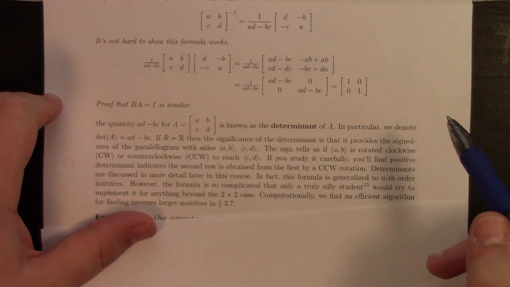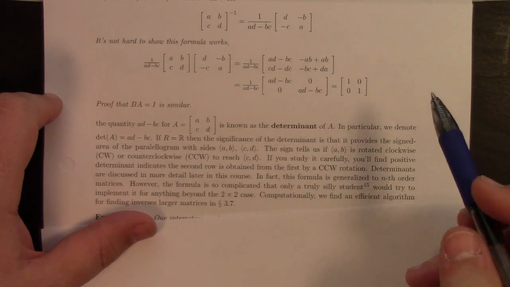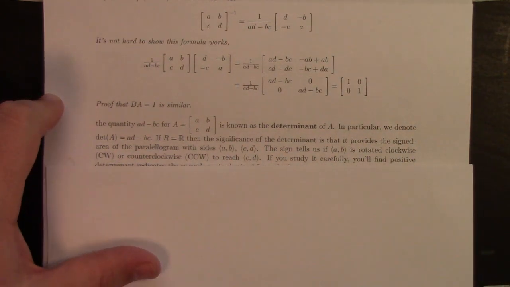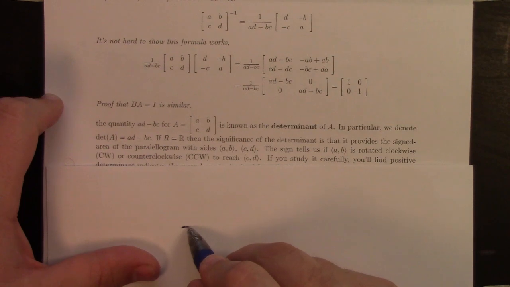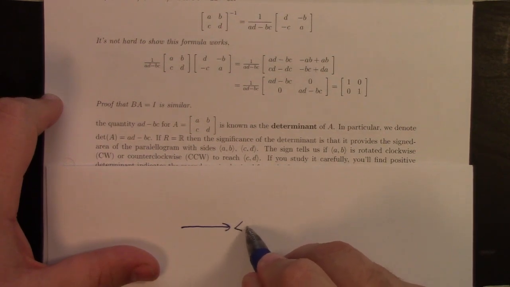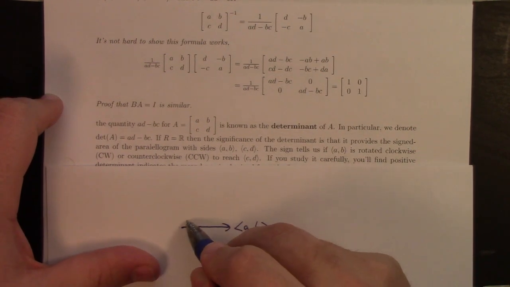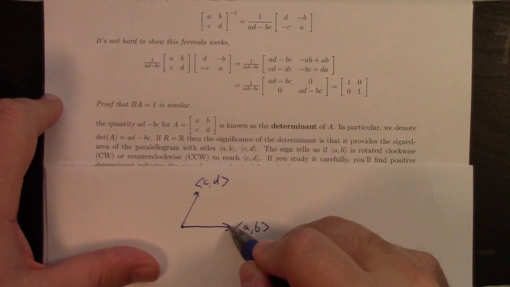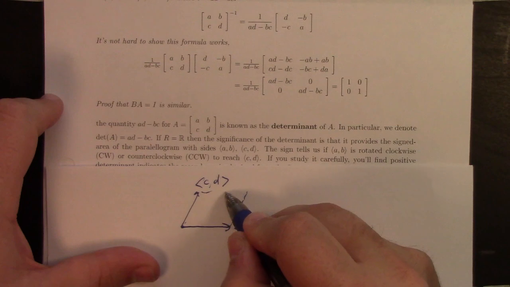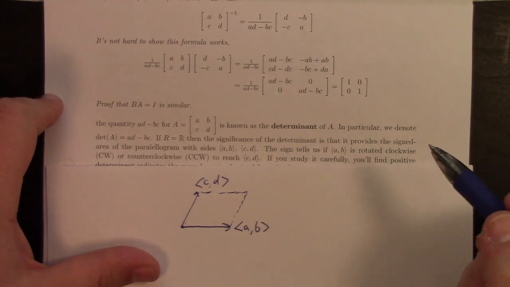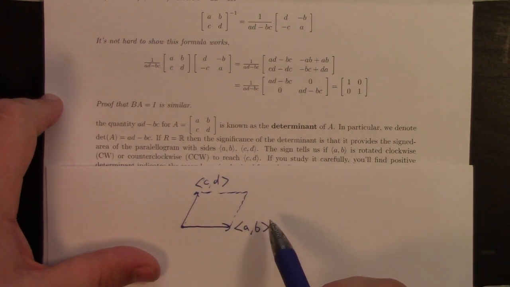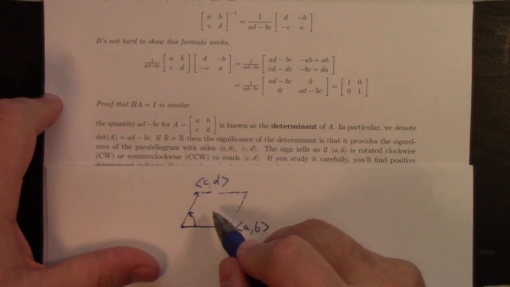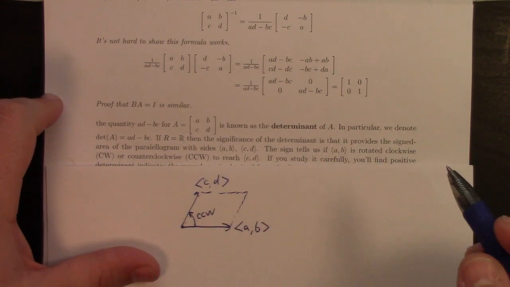If we're working over the real numbers, the significance of the determinant is that it tells us the area of a parallelogram. Say this is the AB vector, and this is the CD vector, and you make a parallelogram like this. In this case, if we rotate AB in the direction of CD, that's a counterclockwise rotation.